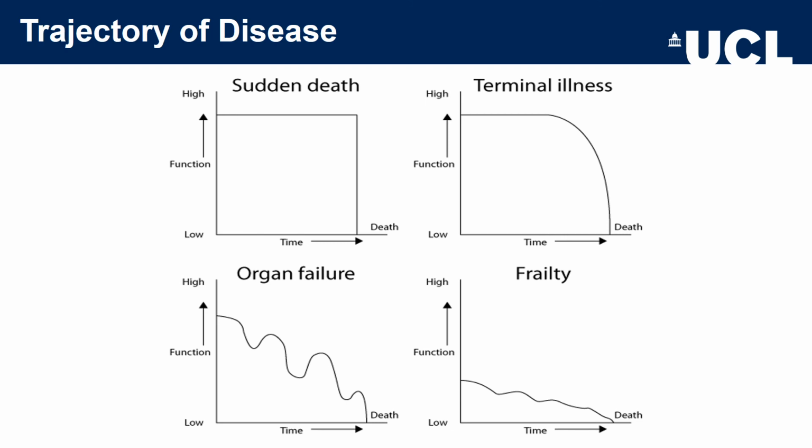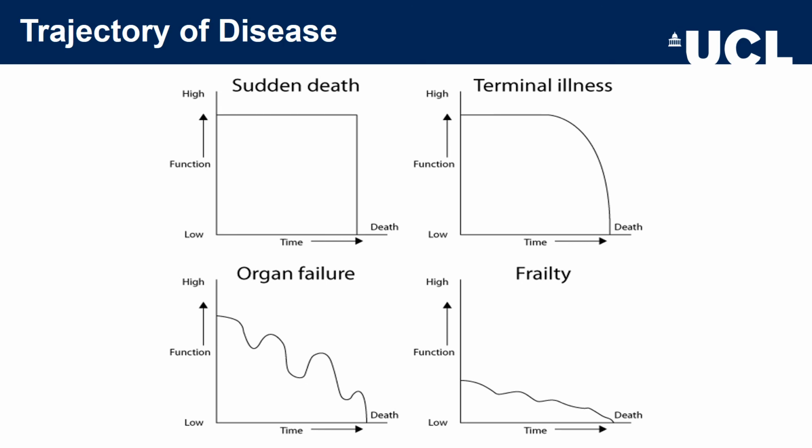One of the important skills in history taking in acute medicine is to understand a patient's trajectory of disease, and there are 4 that I've put on here. Some patients, for example, will have a sudden unexpected death. They'll be perfectly normal, well people, and have an unexpected catastrophic event, for example, being run over and killed. Some patients, however, will have a more predictable sharp decline, such as those who have metastatic malignancies.